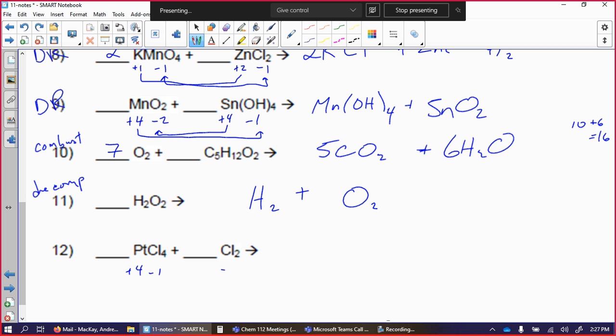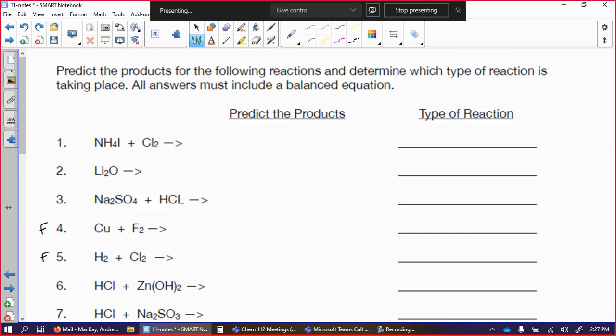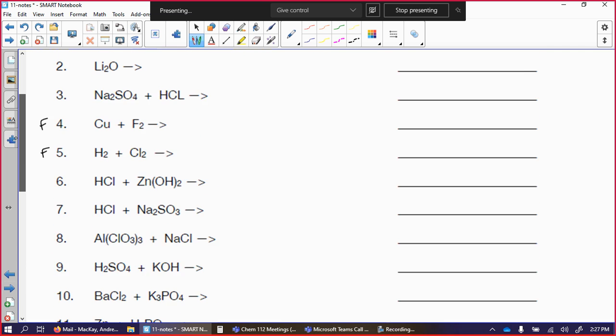+4, -1, -1. Technically, this would be a single replacement reaction if anything visible actually happened. Platinum goes with chloride. Chlorine is left over. Technically, there would be no visible reaction. But if you write PtCl4 and Cl2, that's fine. And that's kind of your practice is to finish the last bit of stuff.